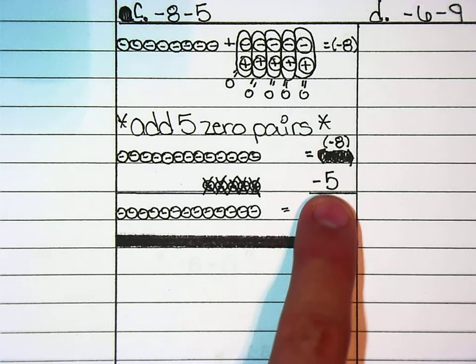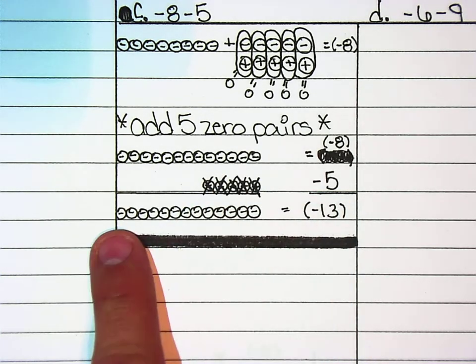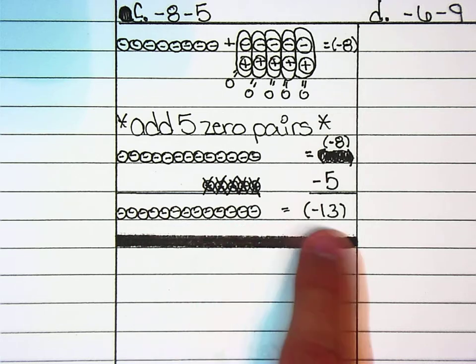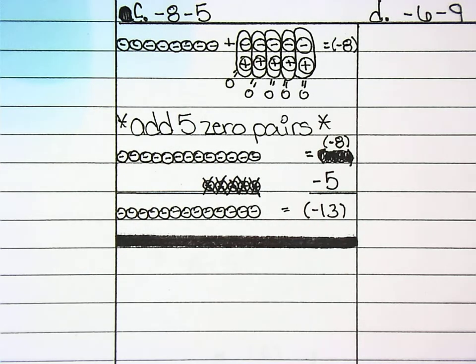I went ahead and subtracted the 5 positives, and I bring down whatever remains. In this case, I have a total of 13 negative circles, which is equal to the amount of -13. Therefore, -8 minus 5 equals -13. One way to verify that answer is to try it with a number line.